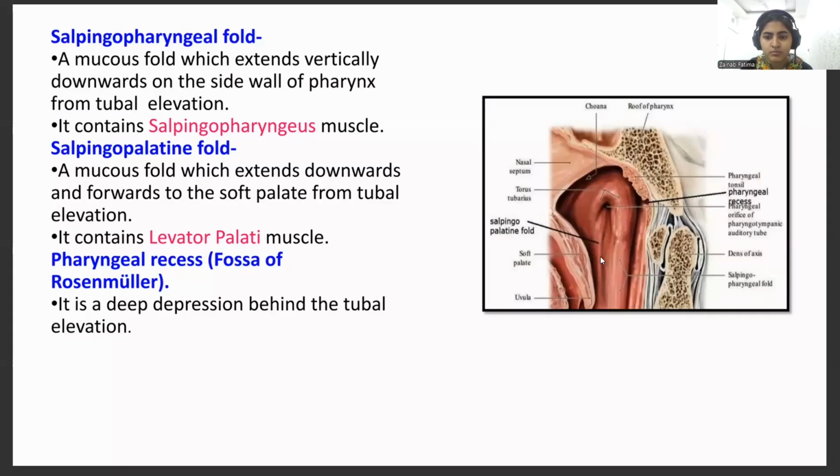Then we have the pharyngeal recess, also known as the fossa of Rosenmüller. You can see the small pit here, it is the pharyngeal recess. It is a deep depression behind the tubal elevation.